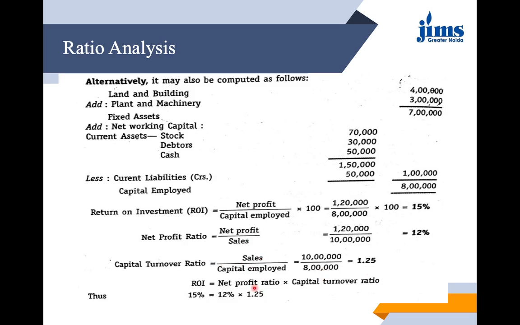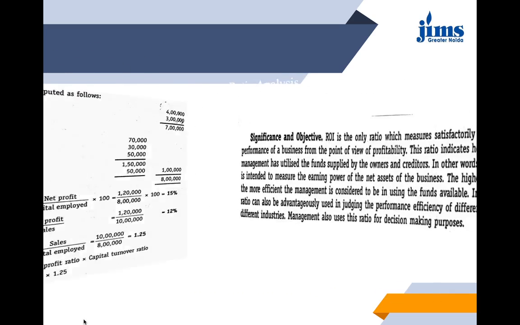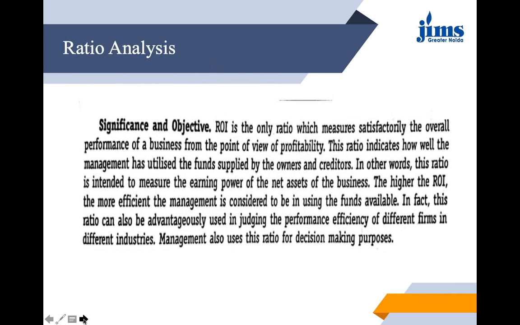So you can see, multiply the net profit ratio and the capital turnover ratio: 12% into 1.25 will come out as 15%. So you can calculate it the other ways also and verify your answer. Then further, let us have a look at the significance and objectives.